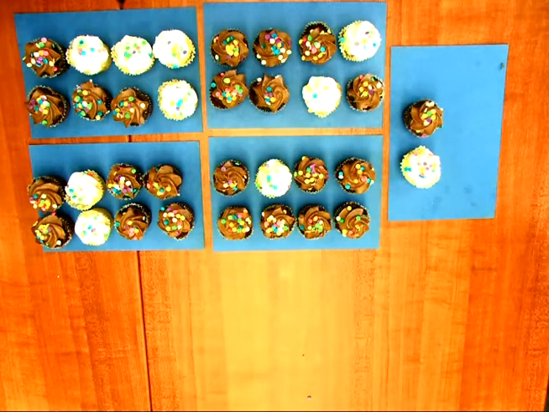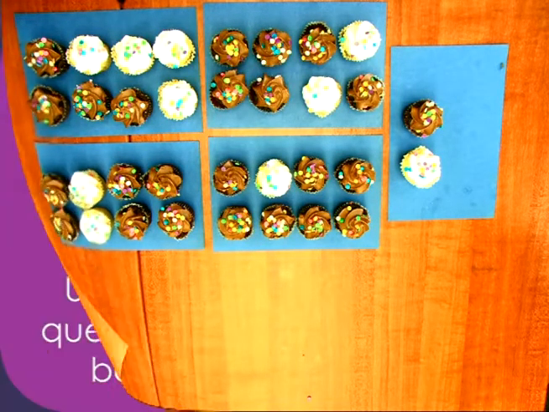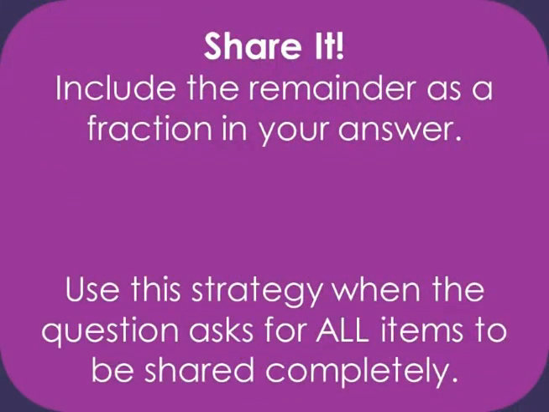In the add it strategy, we will increase the whole number quotient by 1 to include all items in our answer. The third strategy we are going to look at is share it. Questions that use this strategy require students to completely share all the items. For example, Amber baked 34 cupcakes. She wants to take the cupcakes to school and share them with herself and 7 friends. How many cupcakes will each person get?